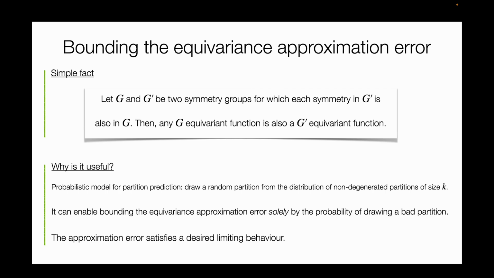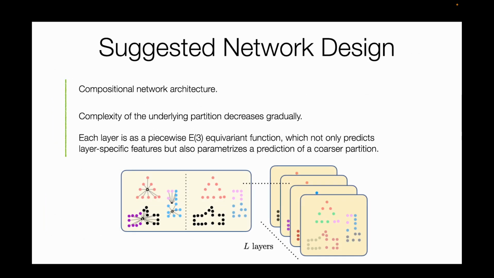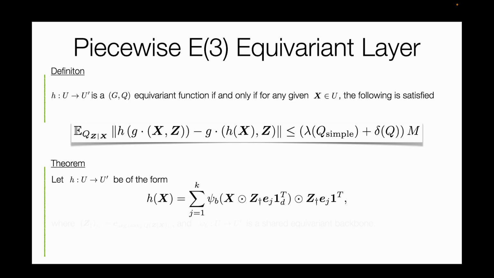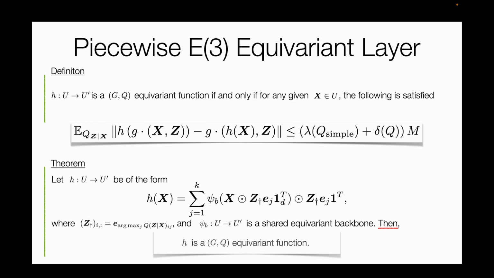However, this might seem like a too simplified solution, as this might potentially over-reduce model expressivity, leading us to suggest a compositional network design where the complexity of the underlying partition is gradually decreased. In our design, each piecewise equivariant layer also parameterizes the prediction of a coarser partition. All of these ideas are formalized in the paper with the definition characterizing bounded piecewise equivariant functions and a suitable construction supporting it. Please look at the paper for more details.